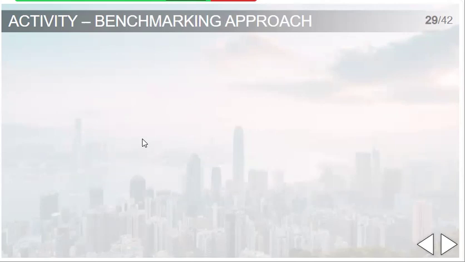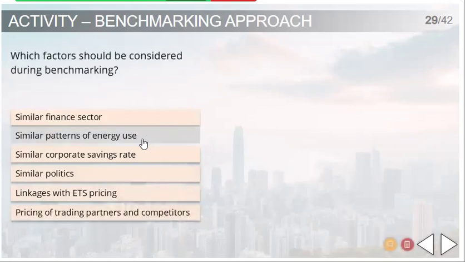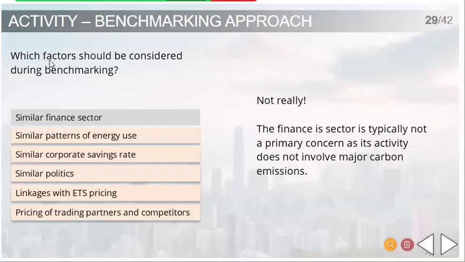Now, to identify jurisdictions appropriate for tax design benchmarking, a number of factors should be considered. Can you tell which ones? Which factors should be considered during benchmarking?